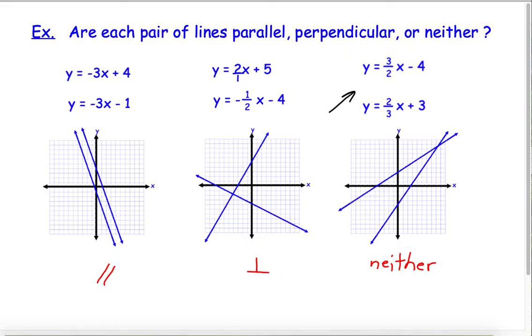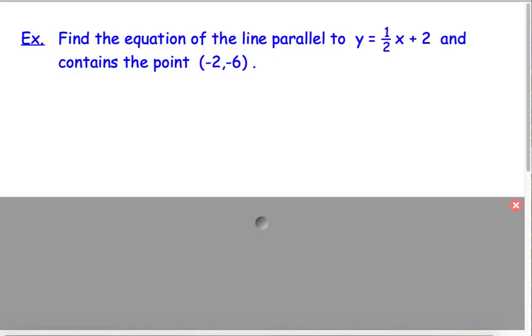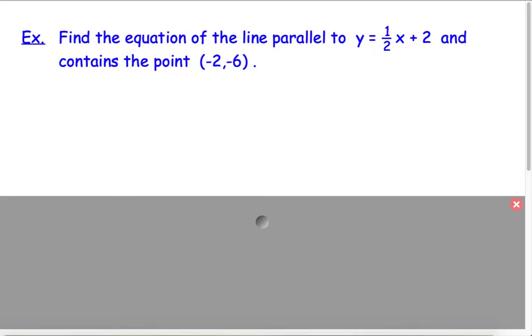All right, let's try a few more examples, writing some equations. Find the equation of the line that's parallel to y equals 1/2 x plus 2, and it contains the point -2, 6. Okay, so first of all, equation of the line. They don't specify what our equation looks like. So we could do slope-intercept. We could do point-slope. So let's keep that in mind for a minute.